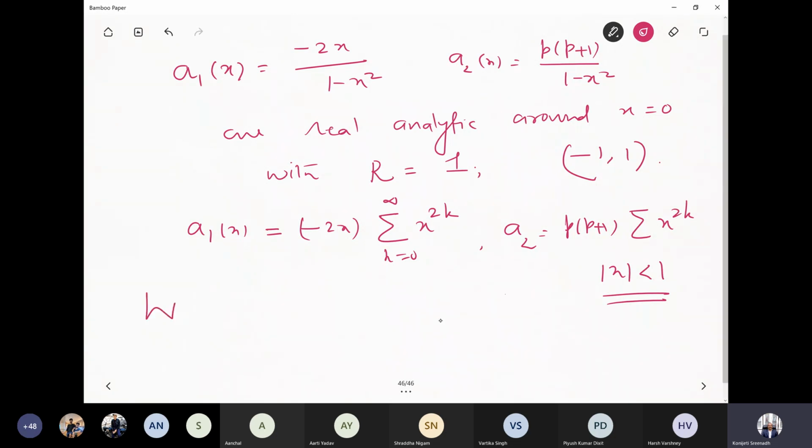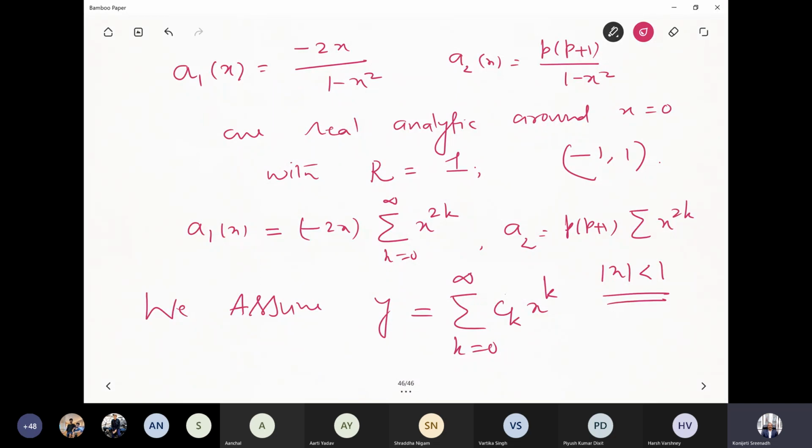So we assume the solution y to be of the form sum of ck x power k, and then try to find what these ck's are. We are not going to use this form of a1 and a2. We just check that these are real analytic functions. Therefore, we can get a solution by the Taylor series method, or series method. Now we are sure that the solution will come.